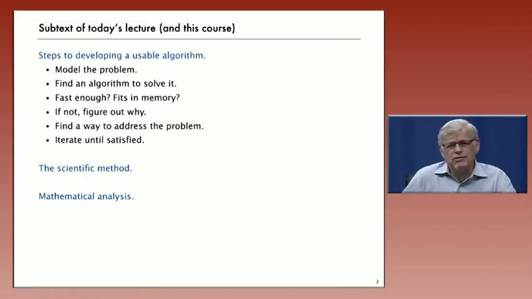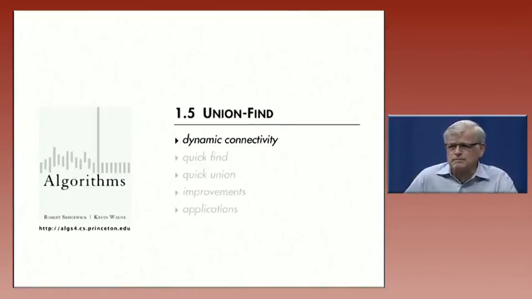But in many other cases, maybe it's not fast enough or there's not enough memory. So what we do is try to figure out why, find a way to address whatever is causing that problem, find a new algorithm, and iterate until we're satisfied. This is a scientific approach to designing and analyzing algorithms, where we build mathematical models to try to understand what's going on, and then we do experiments to validate those models and help us improve things.